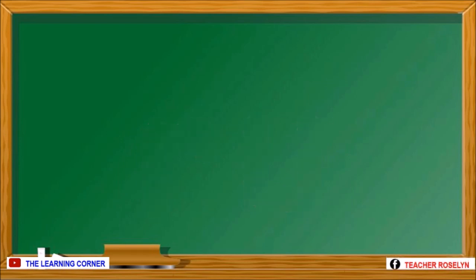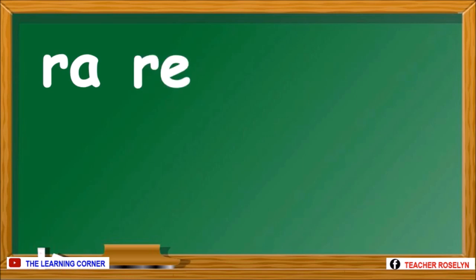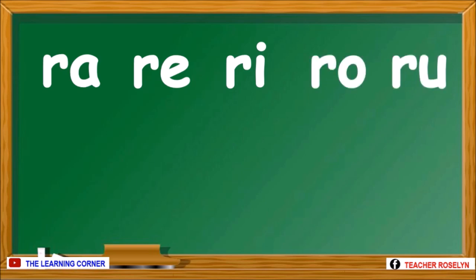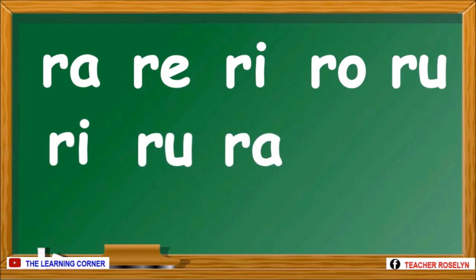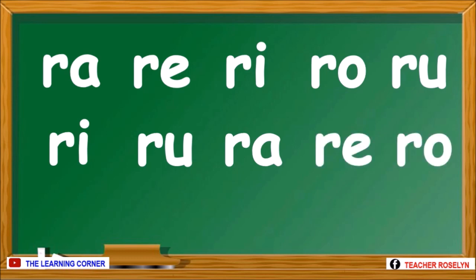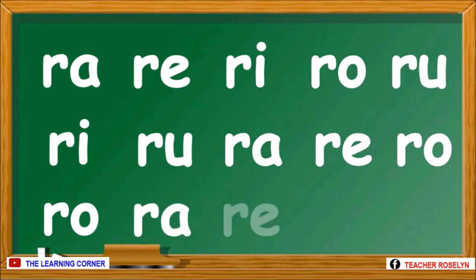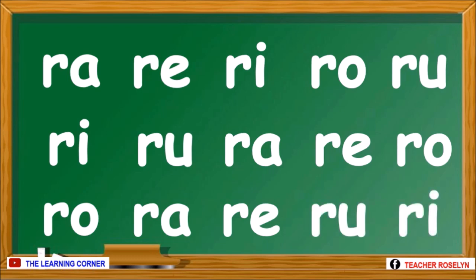Now, let us read the syllables. Ra, re, ri, ro, ru. Ri, ru, ra, re, ro. Ro, ra, re, ru, ri.